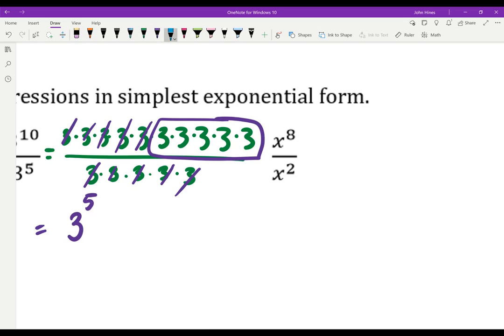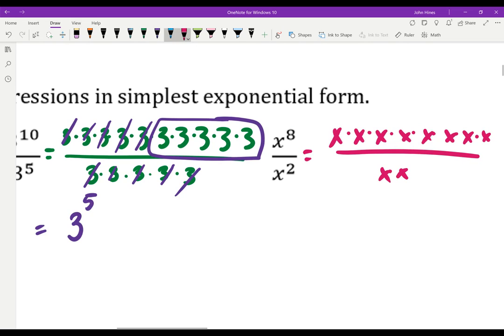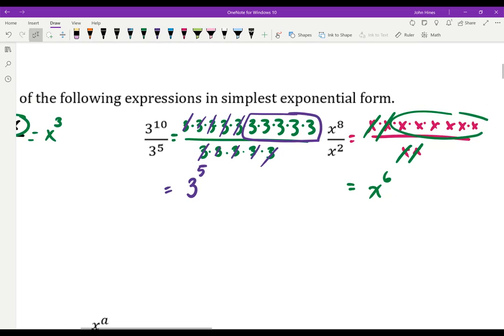And then finally, one more time here, x to the 8th, which is 8 x's, over x squared. So I'm going to divide out common factors again from the top and bottom. And I'm left with repeated multiplication where there's 6 of them, so x to the 6th.